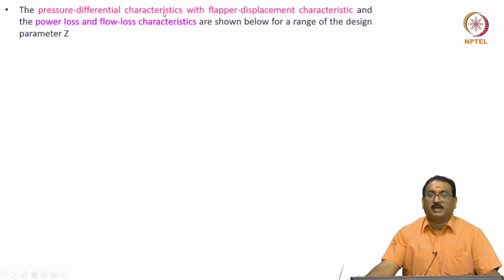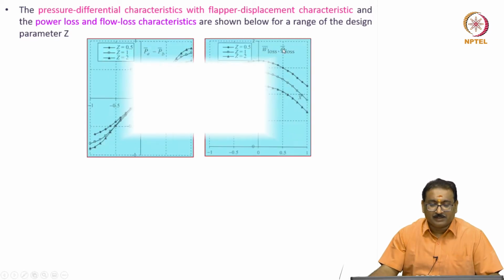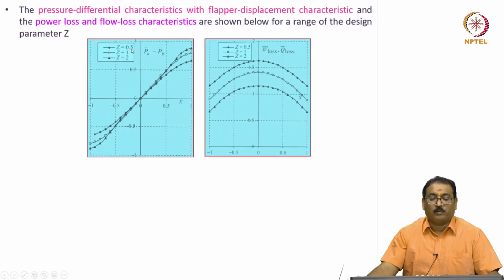The pressure differential characteristics with the flapper displacement, and the power loss and flow loss, are shown for a range of the design parameter Z, for example Z equal to 0.5, Z equal to 1, Z equal to 2. This shows how PA bar minus PB bar varies across the spool. You will see here how the linearity is there. In the null position it is 0, then the differential pressure is increasing. Later, at the later stage, you will not get proper linearity. Always you will see here in the mid position the losses are maximum.